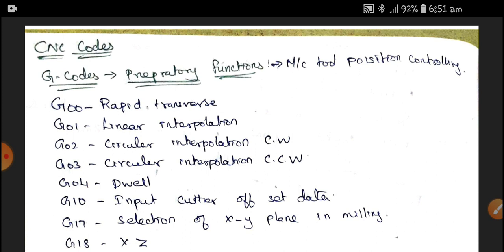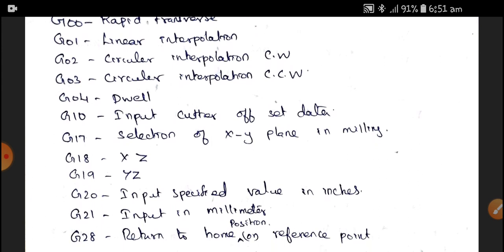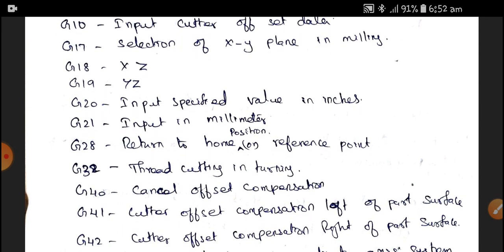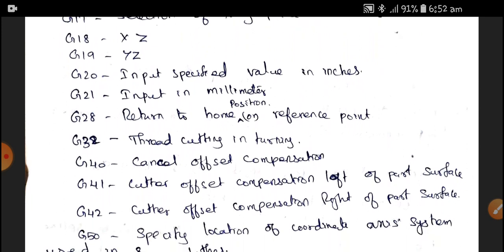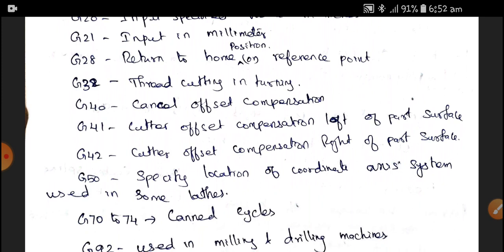G00 is rapid traverse. G01 linear interpolation, G02 circular interpolation clockwise, G03 circular interpolation counterclockwise, G04 dwell, G10 input cutter offset data, G17 selection of XY plane in milling, G18 XZ plane, G19 YZ plane, G20 input specified value in inches, G21 input in millimeters, G28 return to home position or reference point, G32 thread cutting in turning, G40 cancel cutter offset compensation, G41 cutter offset compensation to the left of the part surface.